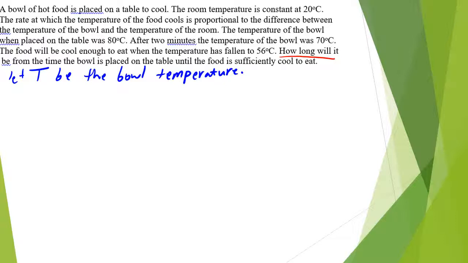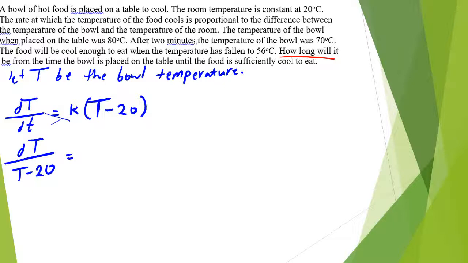Now you write your equation. There's a rate in here, it's at a constant rate, the rate at which it's placed. So the rate will be dT, the temperature of the food, with respect to time. It's equal to a constant, so it will be proportional to the temperature of the food minus 20, which is the initial temperature of the room. Now you would cross multiply, now integrate both sides.